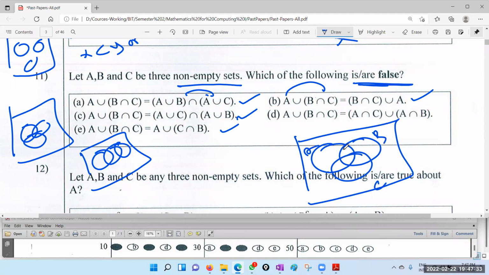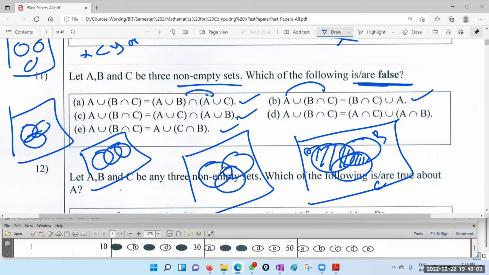A, B, C. A union (B intersection C). It must belong to A, or it must belong to B intersection C. So this is A. B intersection C is this one, so therefore this one is also added. Okay, A union (B intersection C). Right, A union (B intersection C), that is this area.